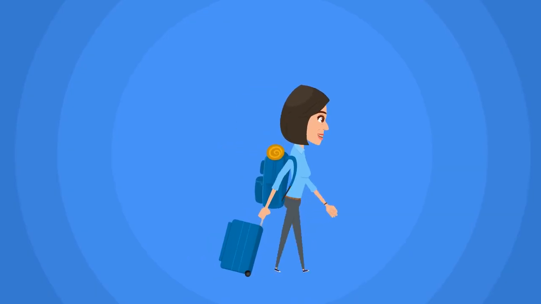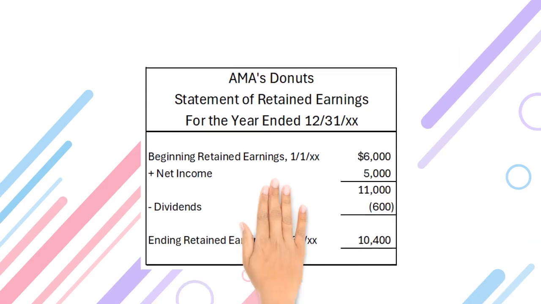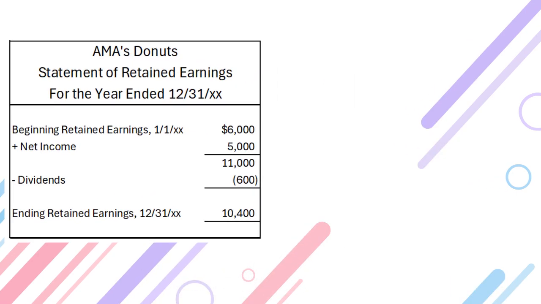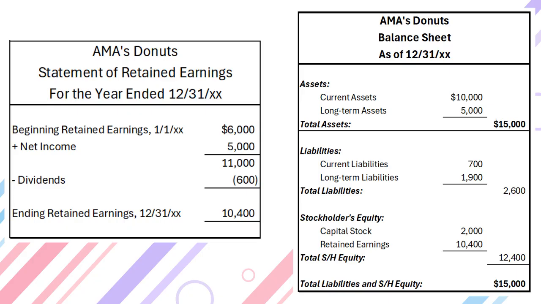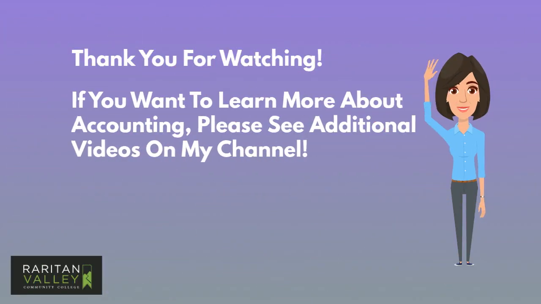Okay, we're done with the statement of retained earnings. But where do we go from here? The ending retained earnings balance is then used to prepare the next required financial statement, which is the balance sheet. We need that number to move forward, or our balance sheet is not going to balance. That wraps up the statement of retained earnings.